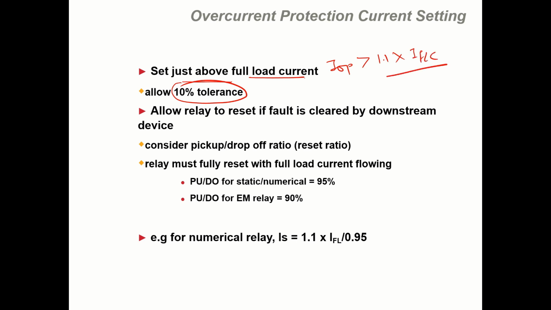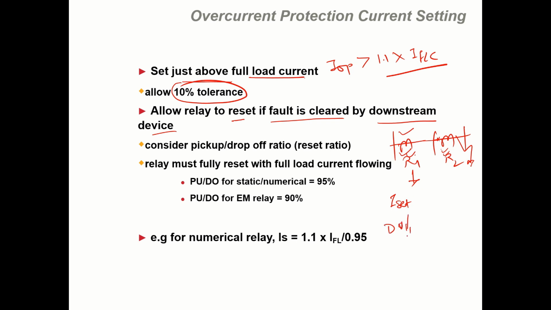Now, if we have two relays like this, one relay here and one relay here, and we want to set the current for this relay, we also have to allow the relay to reset if the fault is cleared by the downstream feeder. For example, if there is a fault at this location, this relay will also pick up. But if the fault is already cleared by this relay, then this relay should not operate. So if the fault is cleared by the downstream feeder, the relay should reset, and that comes from the drop off by pickup ratio of the relay, also called the reset to pickup ratio.